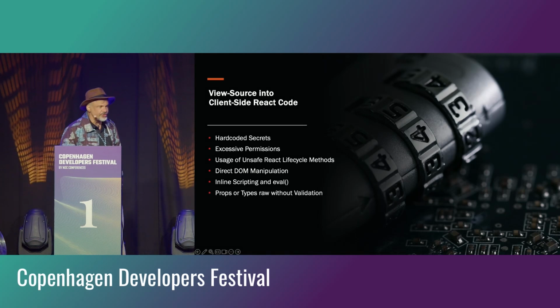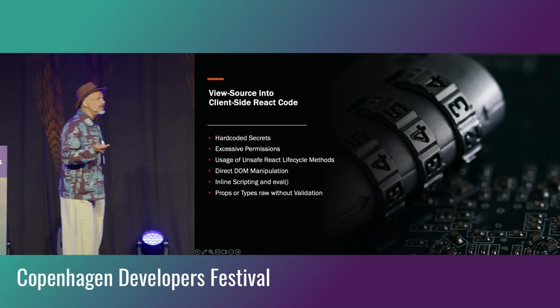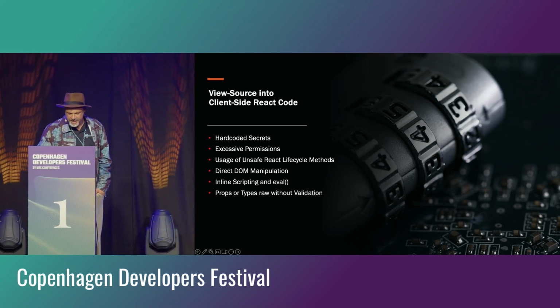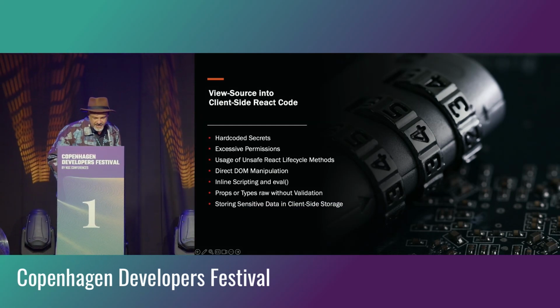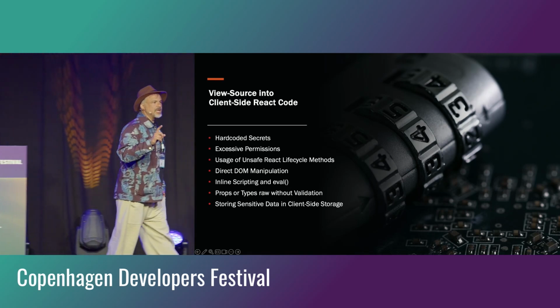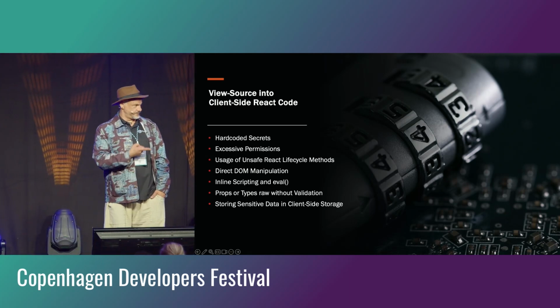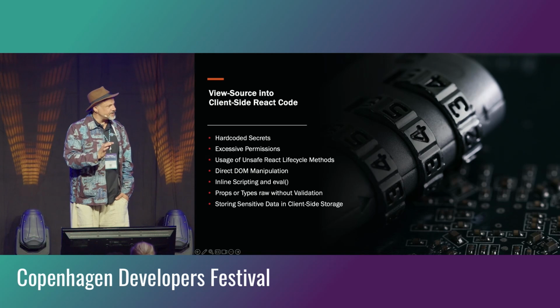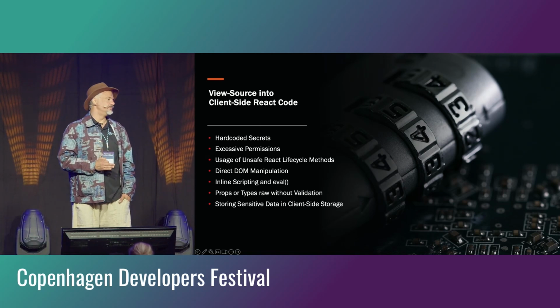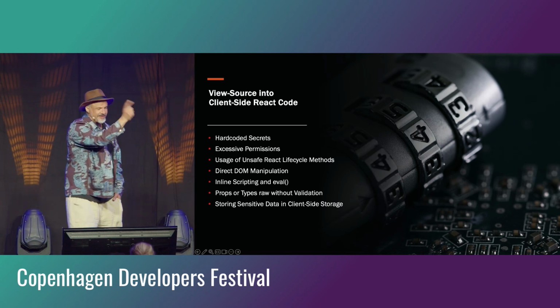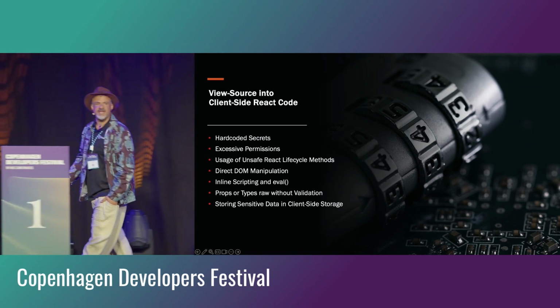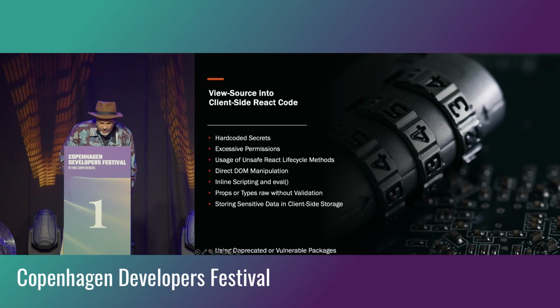Or using props or types from untrusted data without doing proper data validation or sanitization. Or storing sensitive data in client-side storage like local storage. Where is a good place in a web browser to store sensitive data long-term? Nowhere! Same answer. So putting sensitive data into things like local storage is a critical anti-pattern.